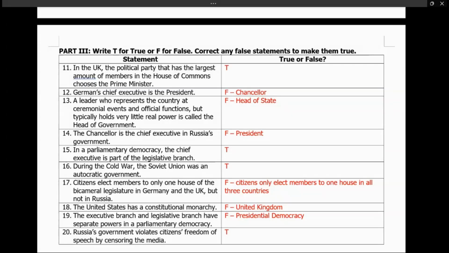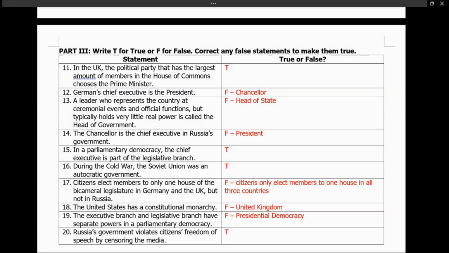Number 19. The executive branch and legislative branch have separate power in a parliamentary democracy. False. That is in a presidential democracy. Presidential democracy is the only one where citizens get to vote for both the president and the parliament, the legislature.